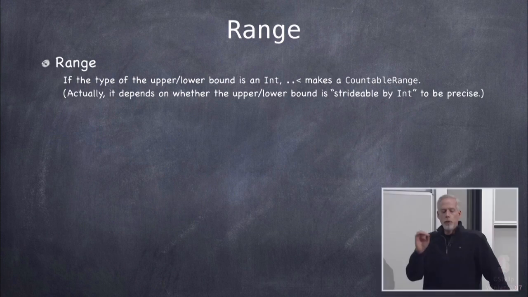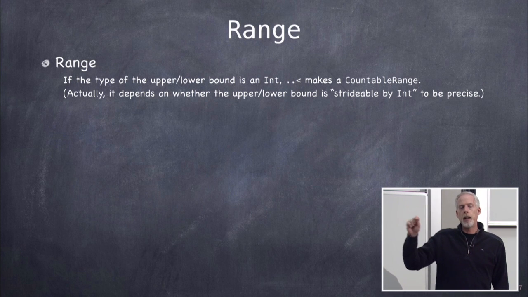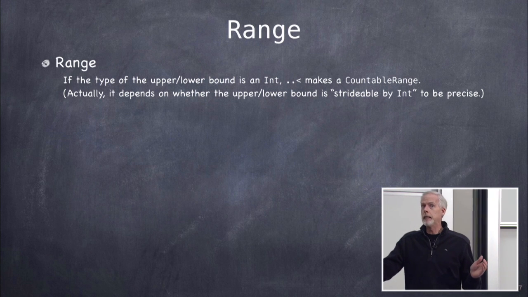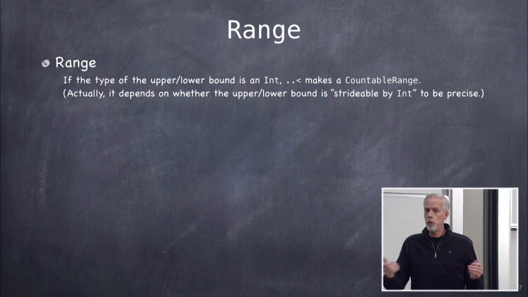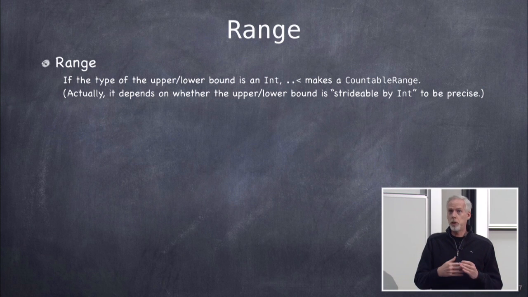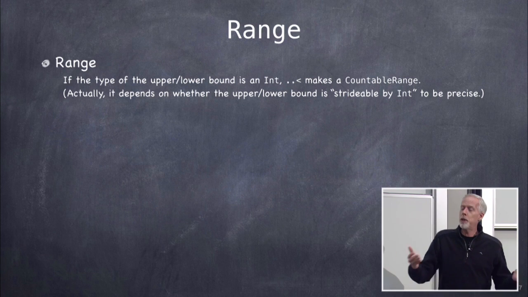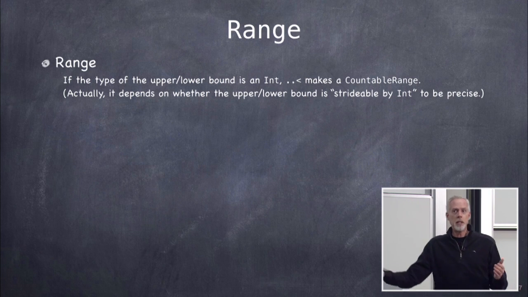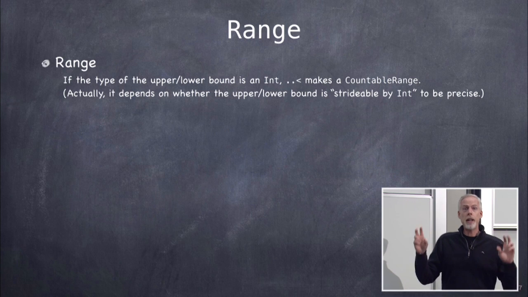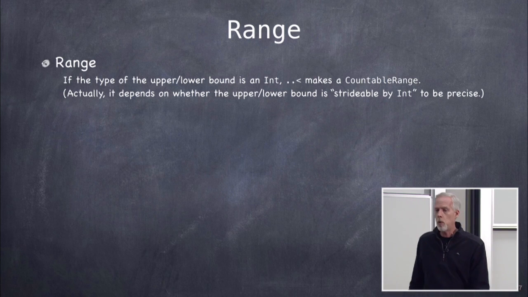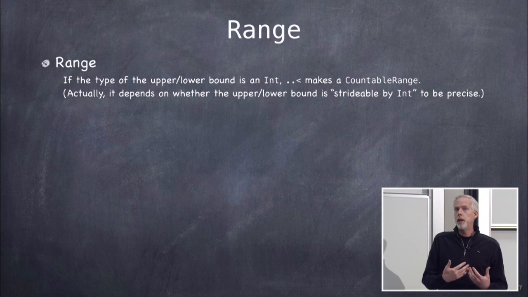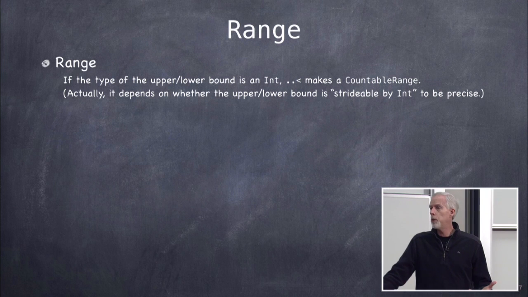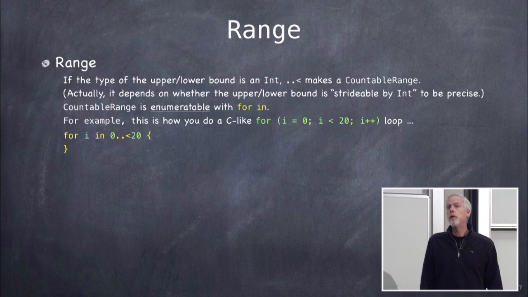If the type of the range that you create with ... less than or ... okay, if that type is an int, actually if it's strideable by int, so it's not going to be floats, but I'm not really prepared to talk to you about strideable, but let's just say if the range has ints on either end, for example a range from 2 to 7, then it automatically creates that countable range, that more capable range. And so that range then becomes what's called a sequence. And sequences can be iterated through or enumerated, and the way you do that is with for in.